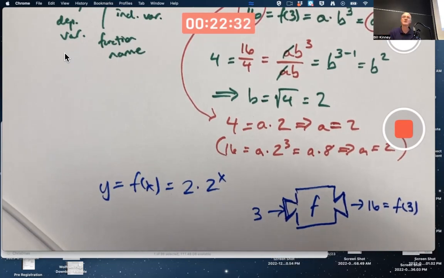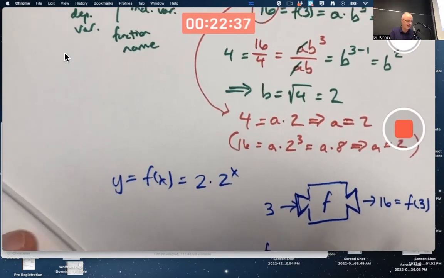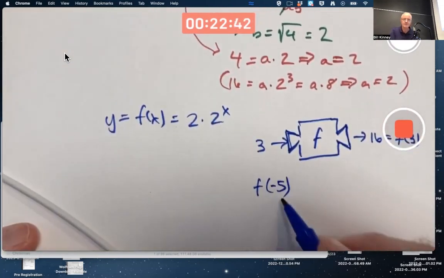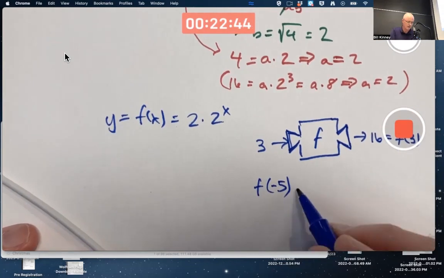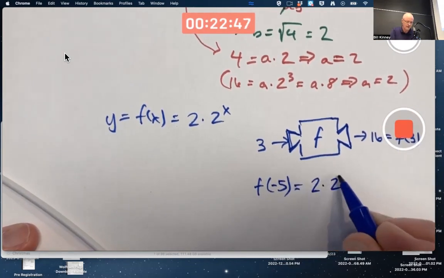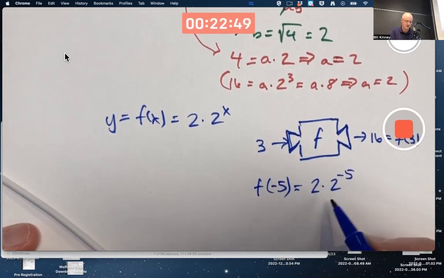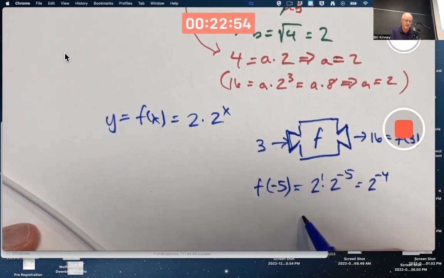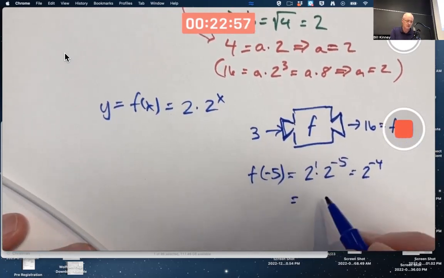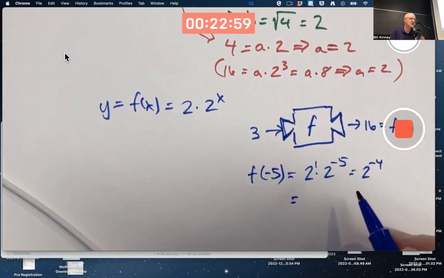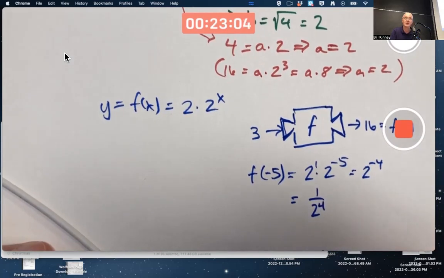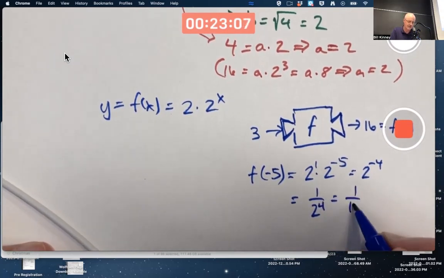Can you plug in negative numbers in here? Yeah, you can. f of, for example, negative 5 can be found. It's 2 times 2 to the negative 5. You can add those exponents and get 2 to the negative 4. Most people reach for their calculators, but you don't have to. 2 to the negative 4, by definition of negative powers, is 1 over 2 to the positive 4. And 2 to the positive 4, do it in your head, is 16. This is 1/16.